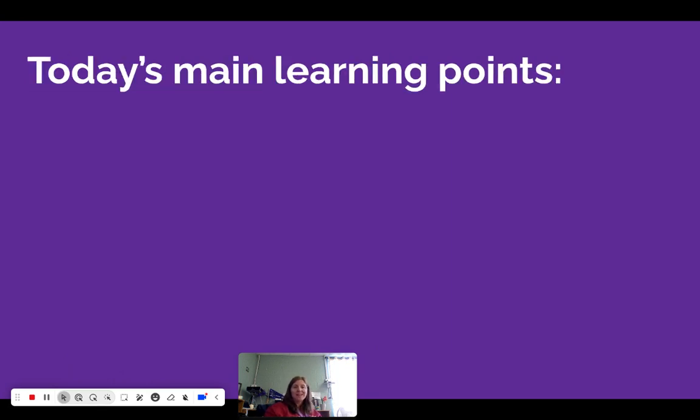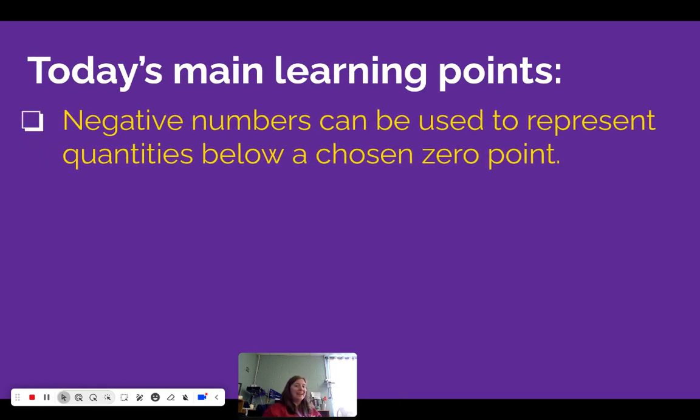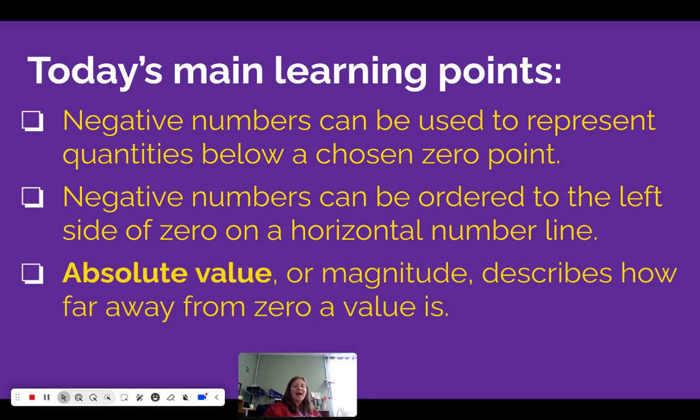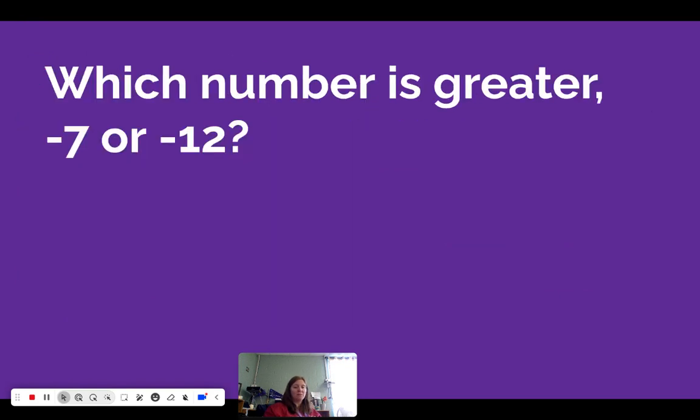All right, so remember today's learning points are: negative numbers can be used to represent quantities of a chosen 0 point below it. Negative numbers can be ordered to the left of 0 on a horizontal number line. Absolute value or magnitude describes how far a number is away from 0.